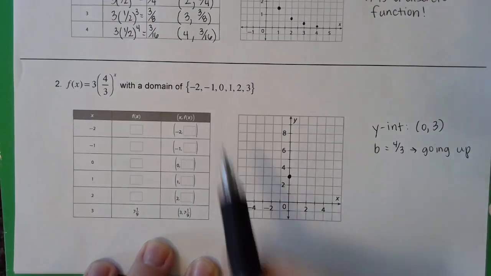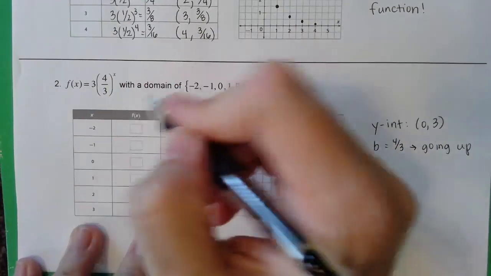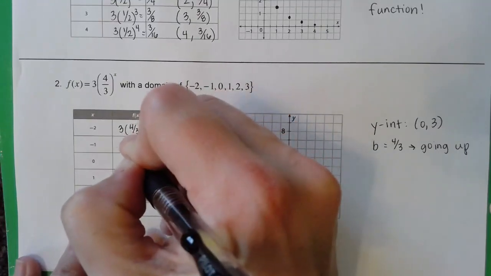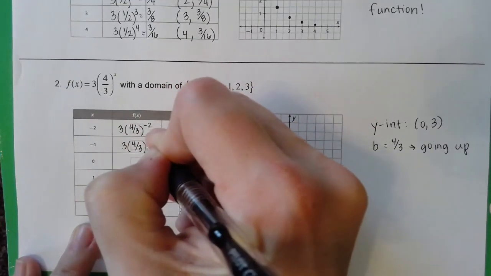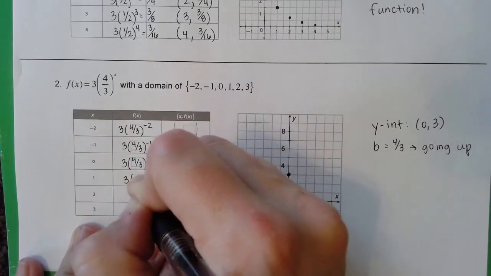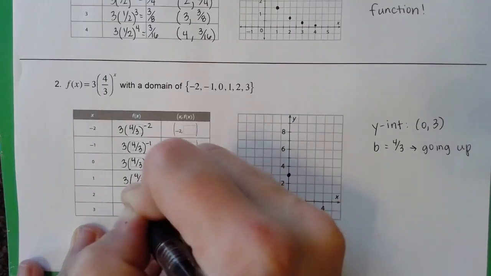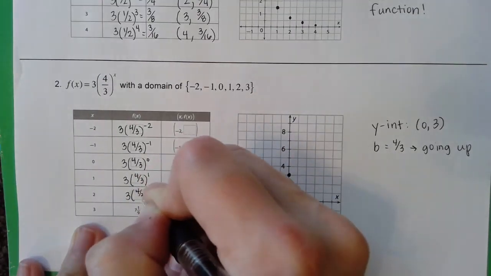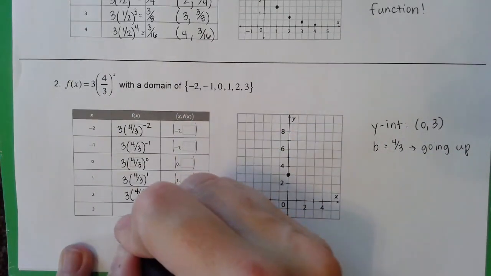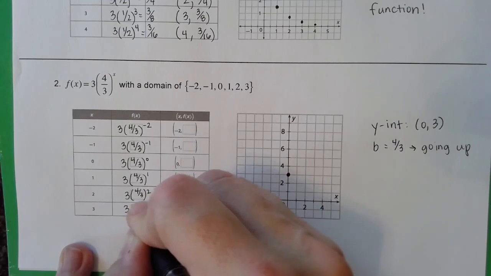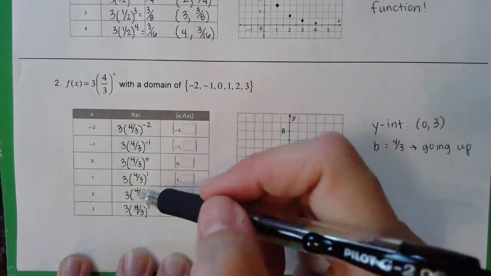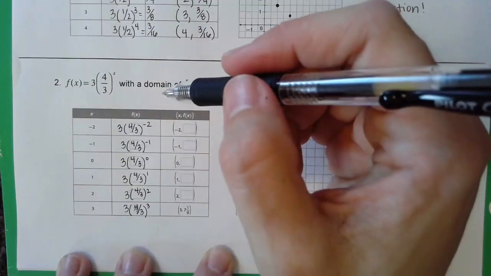The domain is given to me, so I'll go ahead and plug these numbers in. It's going to be 3 times 4/3 to the negative 2, and then 3 times 4/3 to the negative 1. And then this last one right here, where they got 7/9, they did the work for this one. I'm going to write over it, sort of. They did 3 times 4/3 raised to the 3rd power. When you're finding the range, you plug all of those numbers in. Let's do the work for this one.